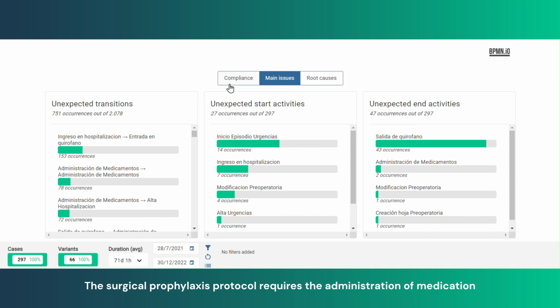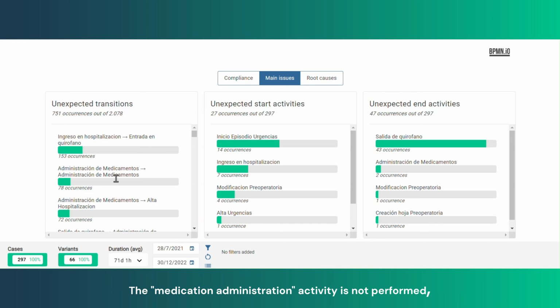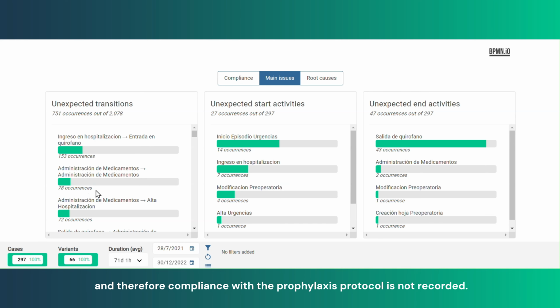The surgical prophylaxis protocol requires the administration of medication within a specific time window before the intervention. The data shows that in a high number of cases, patients go directly from hospital admission to operating room entry. The medication administration activity is not performed, and therefore compliance with the prophylaxis protocol is not recorded.